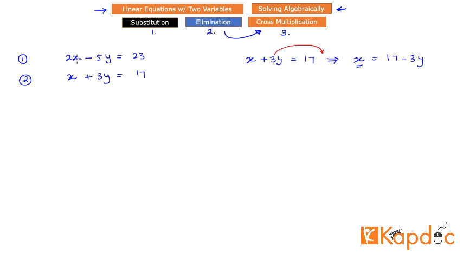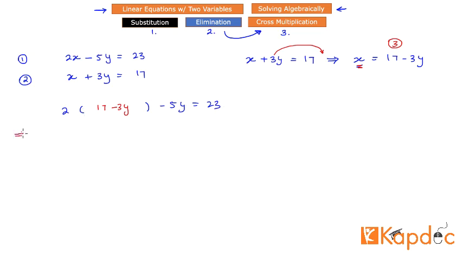Now let's take a look at equation 1. Equation 1 can be rewritten as 2 times the value of x, I'll leave it blank for a second, minus 5y is equal to 23. And then transfer this value of x that you obtained in your step 1, or label this as equation number 3, so x is equal to 17 minus 3y. I will simply transfer that value here. So now you have one equation that is only in terms of variable y, correct?